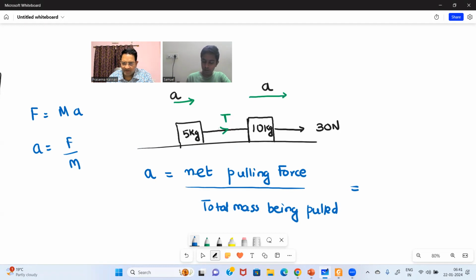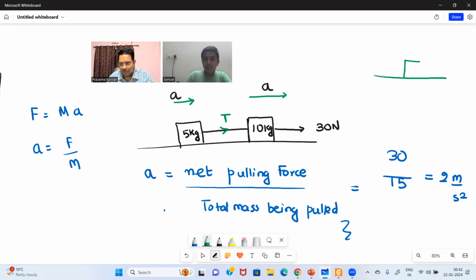How much is the force you are applying, Samuel? 30 Newton. So that is your net pulling force. So it is 30 Newton divided by the total mass being pulled. How much is being pulled? 15. So 30 divided by 15 is 2 meter per second square. That is going to be your answer. Is that clear to you? Yes, sir. So that is the answer for your acceleration.